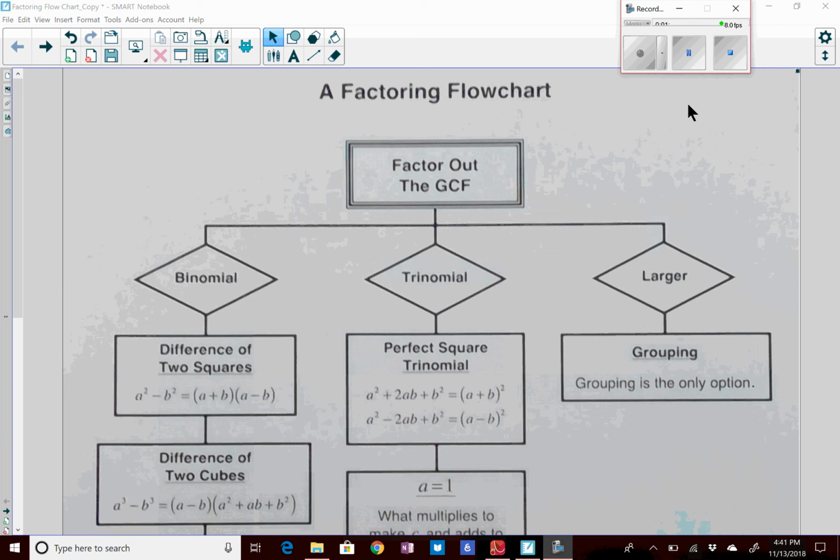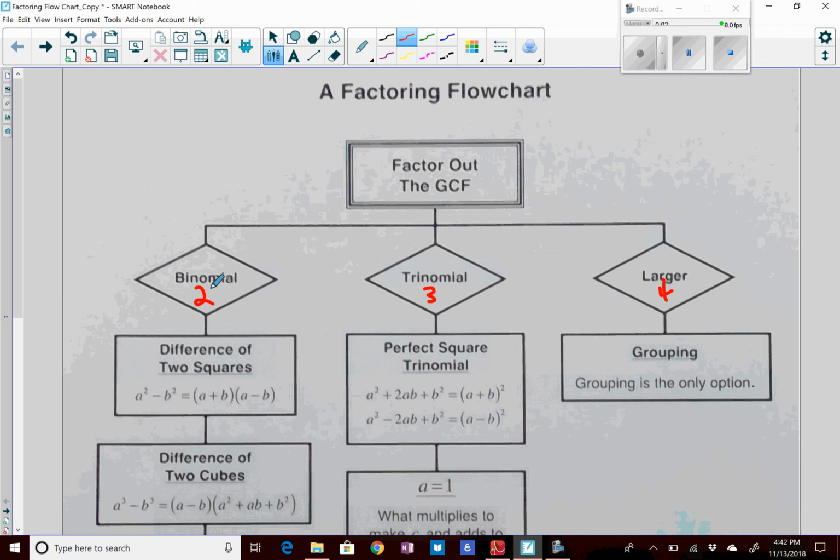So if you can do that, you're going to be left with one of the 3 items that you see on the bottom. Even if there is no greatest common factor, or GCF, you'll be left with either a binomial, a trinomial, or something larger. And generally what we're going to deal with for our purposes is something with 4 terms. So if you see larger here in the flow chart, we're really dealing with 4 terms. Trinomial, as you know, is 3 terms, and a binomial, 2 terms.